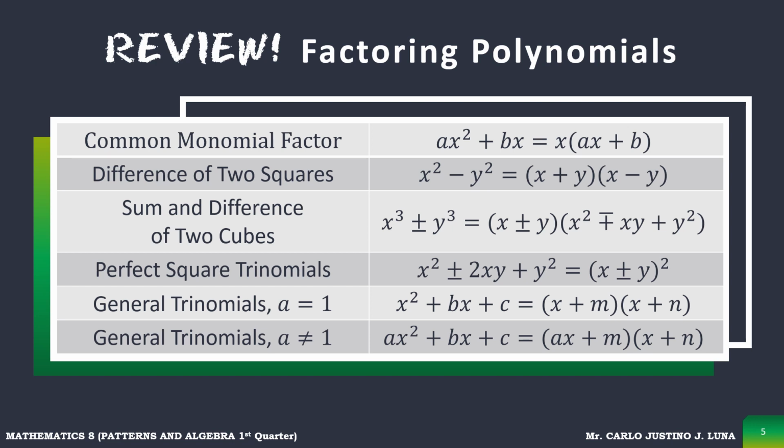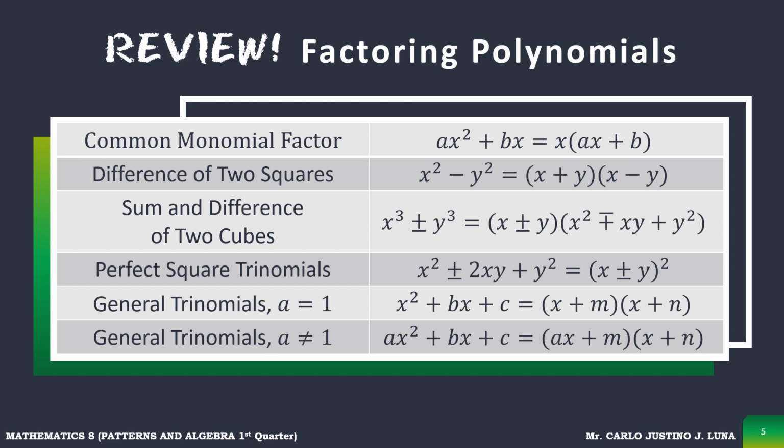So to get the factors of this, you have to get the square root of the first term. The square root of x squared is x, and the square root of the last term, y squared, is y. If the middle term is positive, then write a plus sign. If the middle term is negative, then a minus sign. And then just write square. That means you have two binomials that are exactly the same. So we have the quantity x plus y squared, or it could be the quantity x minus y squared.